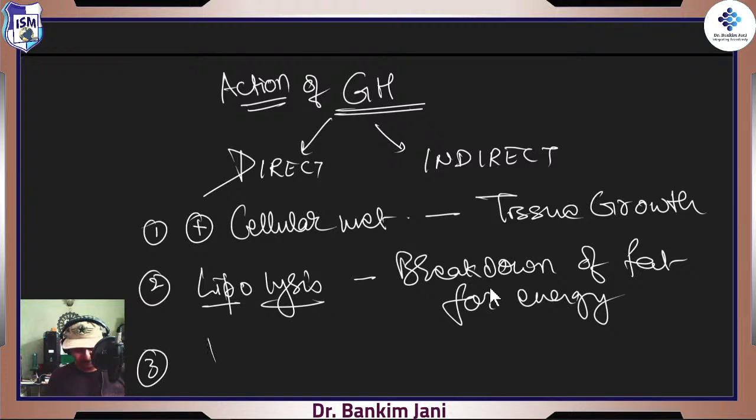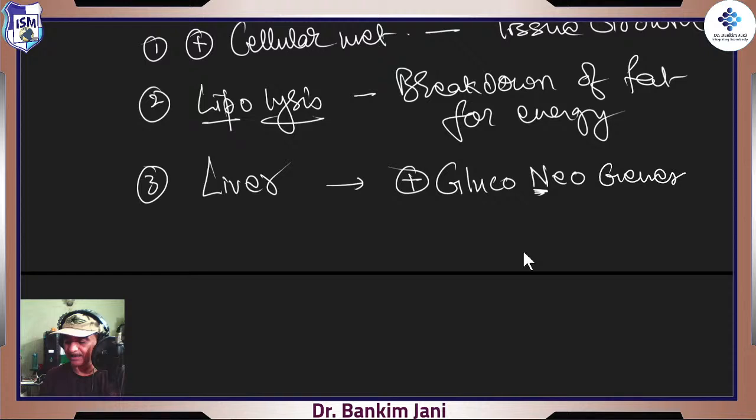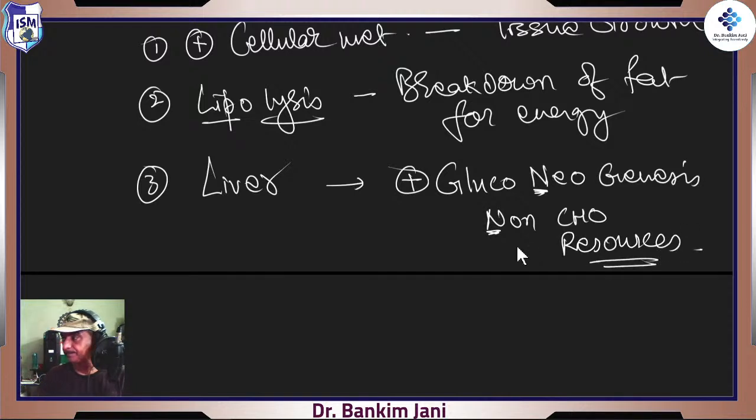The third thing, it will go to the liver, right? Growth is needed, we need to work. So it will say, even if you don't have anything, just give us the glucose. The liver will say, I don't have carbohydrate right now. So it will say, no problem, do it from non-carbohydrate. So that's why it is a new type of system: gluconeogenesis, right? It is for non-CHO resources, non-carbohydrate resources.